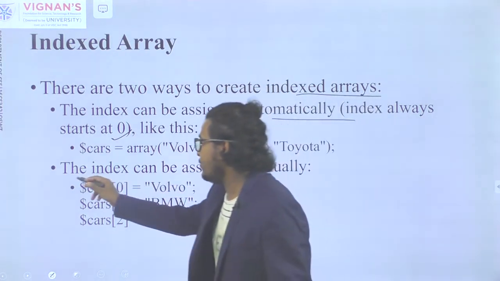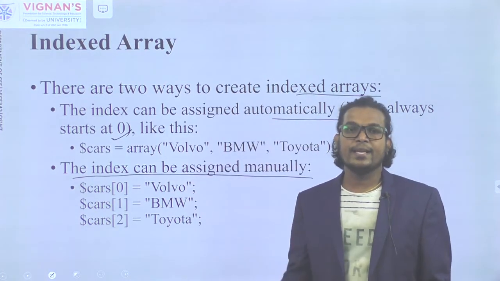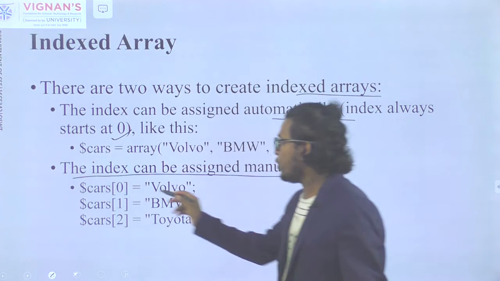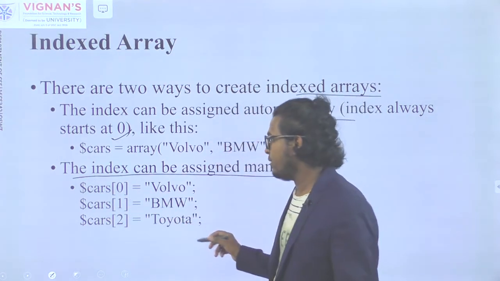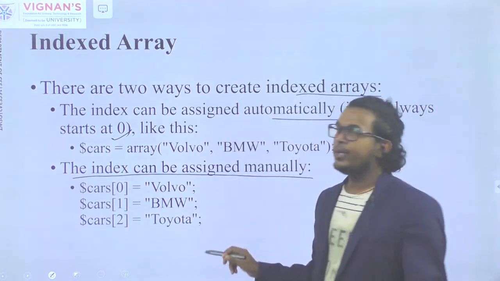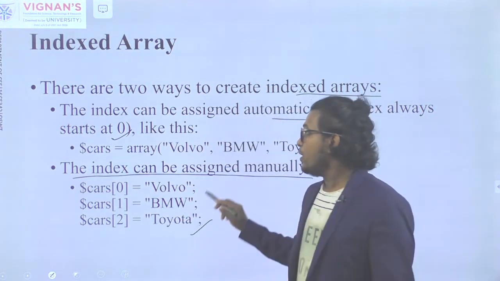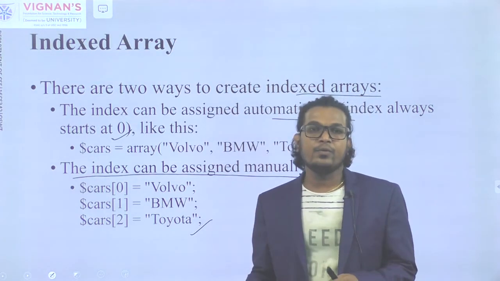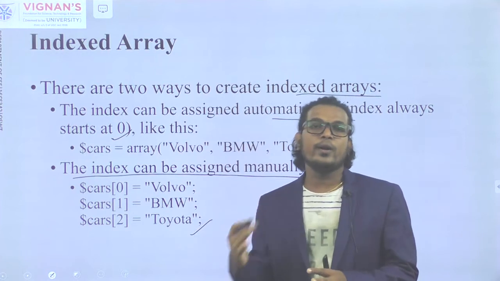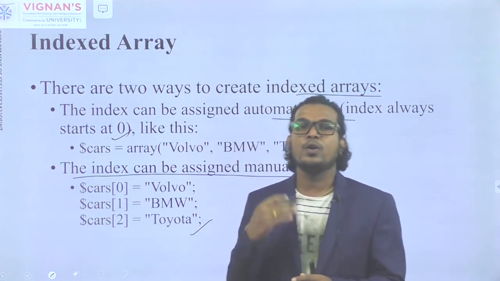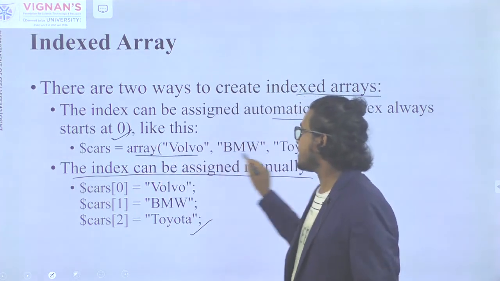The second one is that the index can be assigned manually. Here, cars of 0 equal to Volvo, cars of 1 equal to BMW, and cars of 2 equal to Toyota. Clear? If you want to assign manually for your array, you can. If you don't want to assign the index values manually, and want them assigned automatically, you can use this particular style.